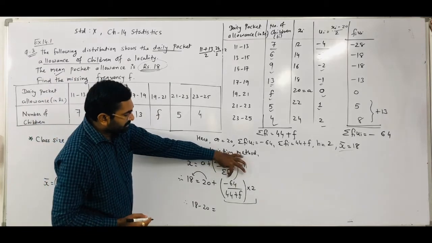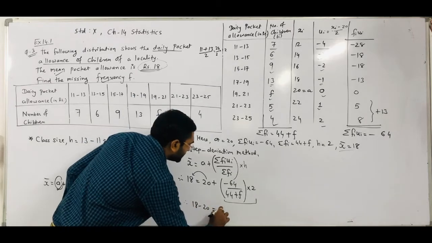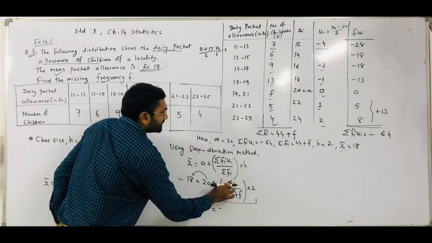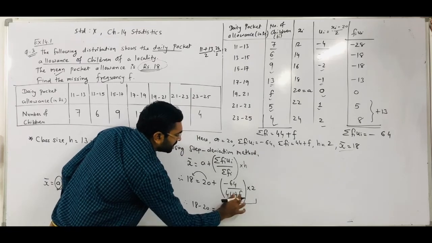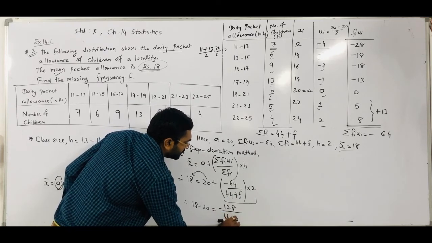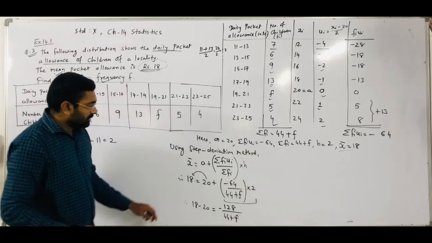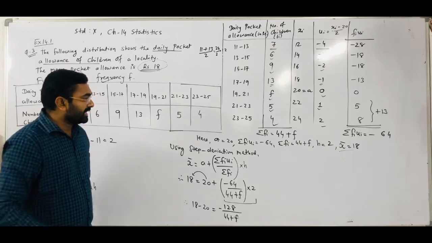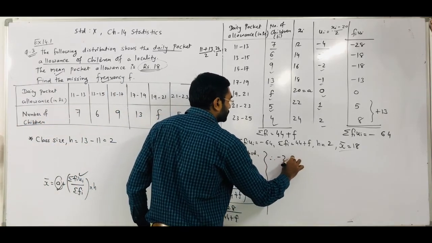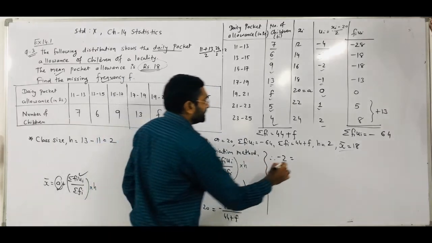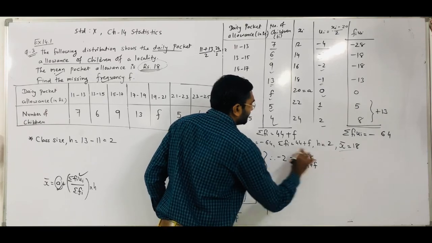Here what we get, minus 64 into 2. Minus 64 into 2. So there is a minus. 64 into 2 we get 128. In the denominator 44 plus f is there. Right? Now 18 minus 20, so we get minus 2 only. Right? Minus 2 is equal to minus 128 divided by 44 plus f.